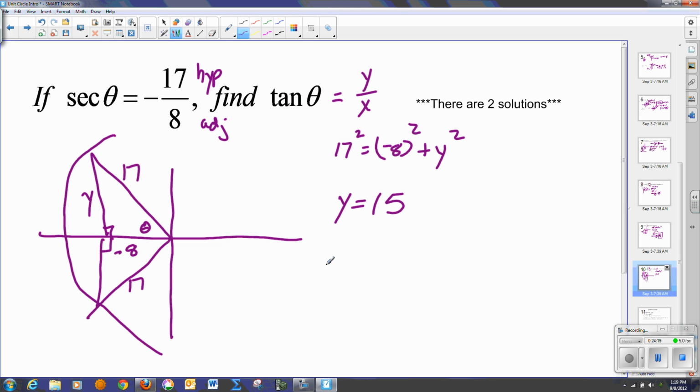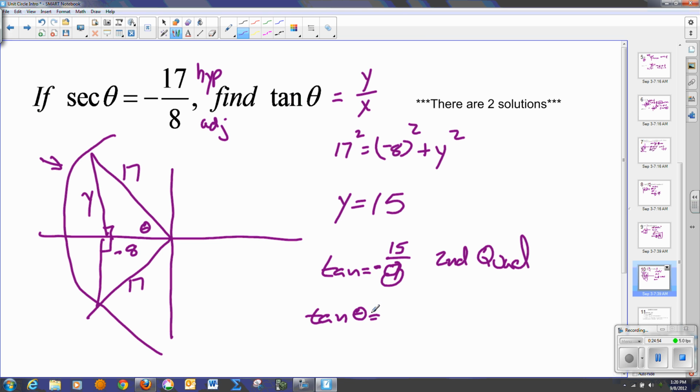Therefore, my tangent of theta is equal to 15 over -8. And this would reflect the 2nd quadrant, or this upper triangle.